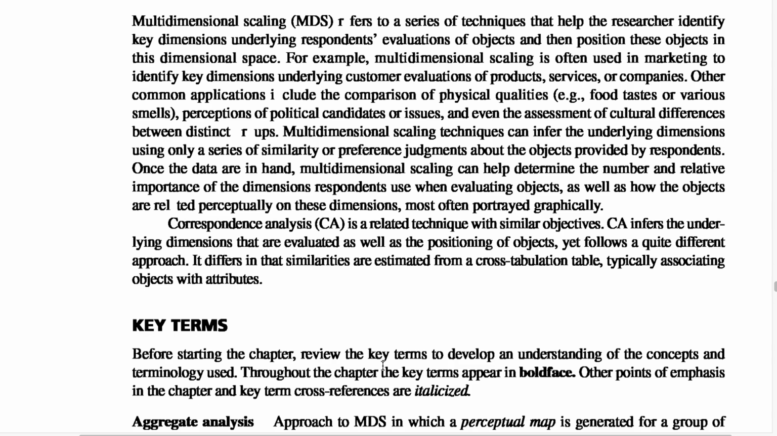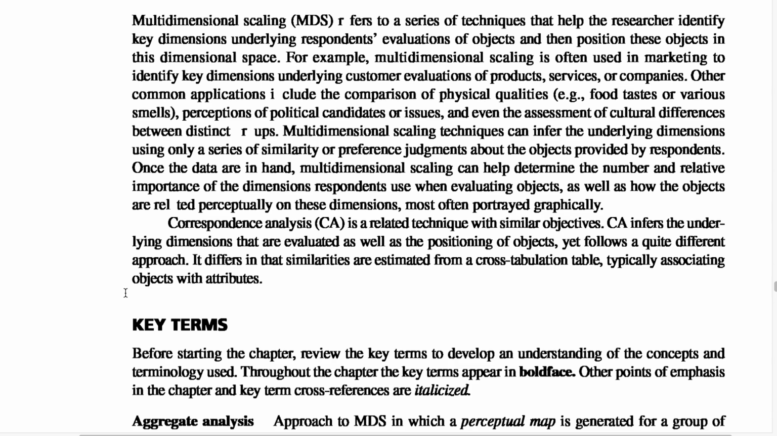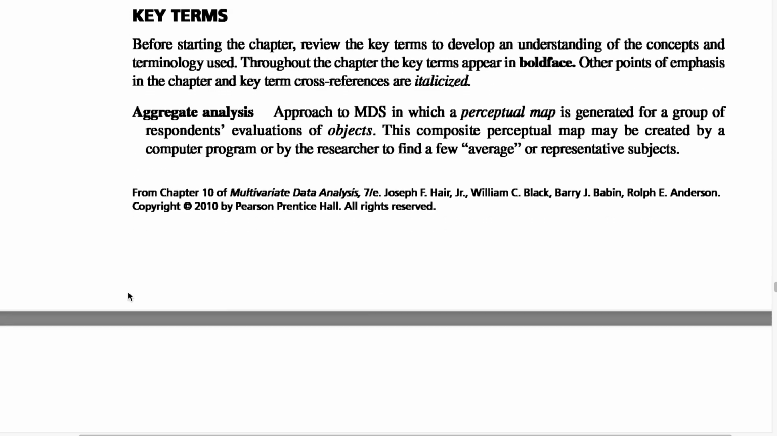Correspondence analysis refers to underlying dimensions that can be evaluated as well as the positioning of the objects, yet follows a quite different approach. It differs in that the similarities are estimated from a cross-tabulation table, typically associating objects with attributes. Key terms. Before starting this chapter, review the key terms to develop an understanding of the concepts and the terminology used. Throughout the chapter, the key terms appear in boldface, other points are emphasized in the chapter, and key term cross-references are italicized.